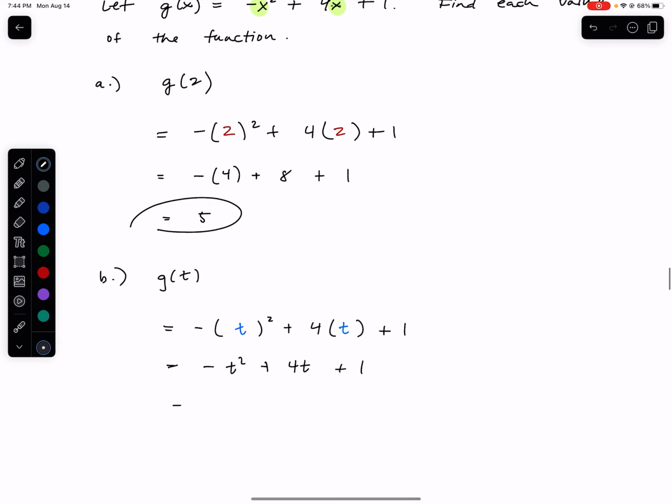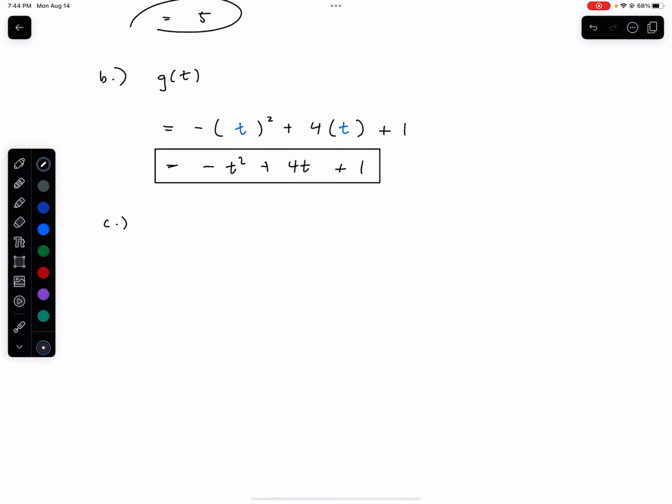Okay. Now, it's not asking us to factor or anything like that. We're just plugging it in. So this is our answer. In the next chapter, if it asks us to also factor, then we could. But that's not until chapter 2.